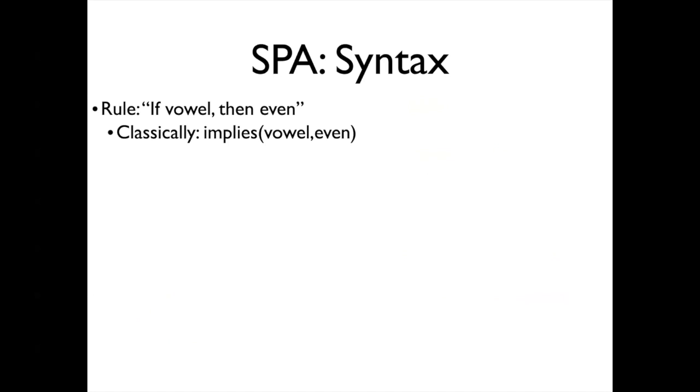Okay, so classically, if we were building a symbolic system, we would probably just write something down that looks kind of like implies vowel comma even. So we know that vowel is first and even is second, and the fact that we wrote it first means that it is the antecedent, and we wrote even second because it's the consequent. So we essentially have slots implicitly here, and we're putting those elements into those slots, those fillers.